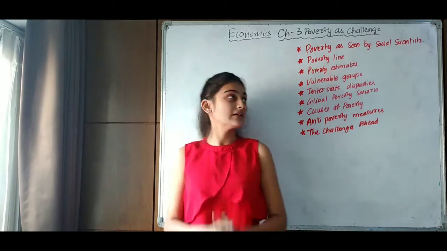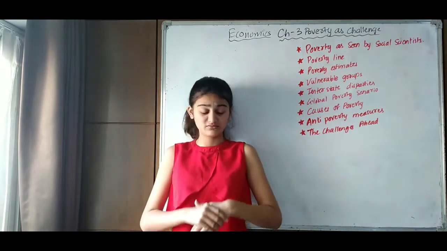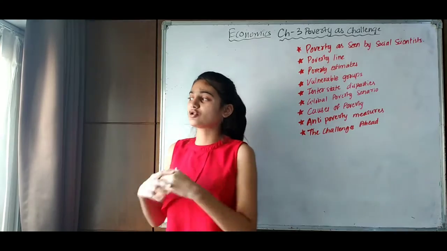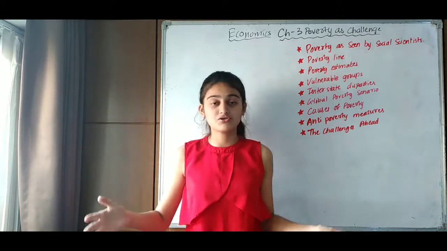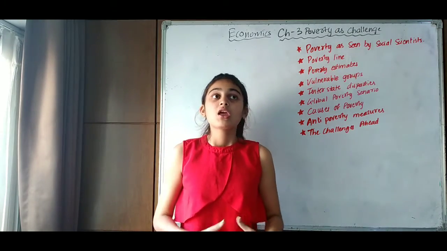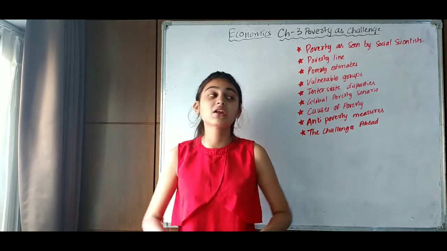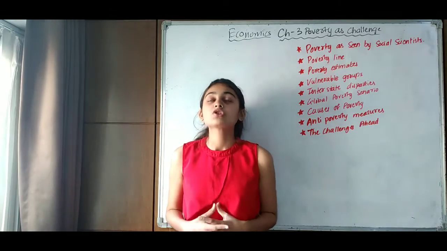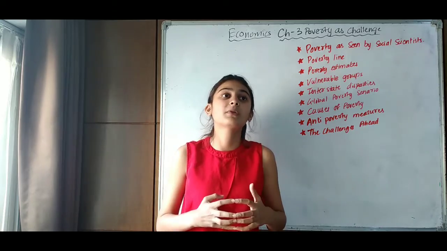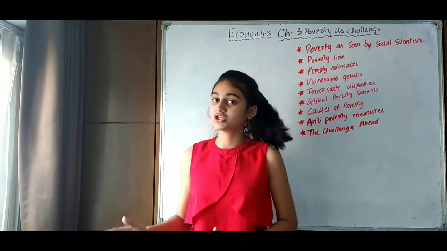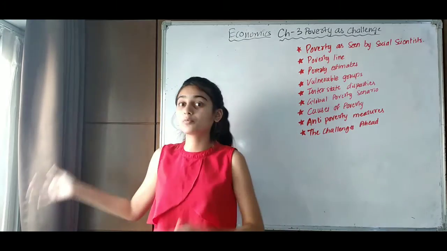So, firstly, poverty as seen by the social scientists. Basically, social scientists are those who roam in the country and know the causes of poverty. Poverty is basically caused by unemployment in many sectors. There is a lack of people engaged in the secondary and tertiary sectors, and people are more based on the primary sector, like agricultural production.